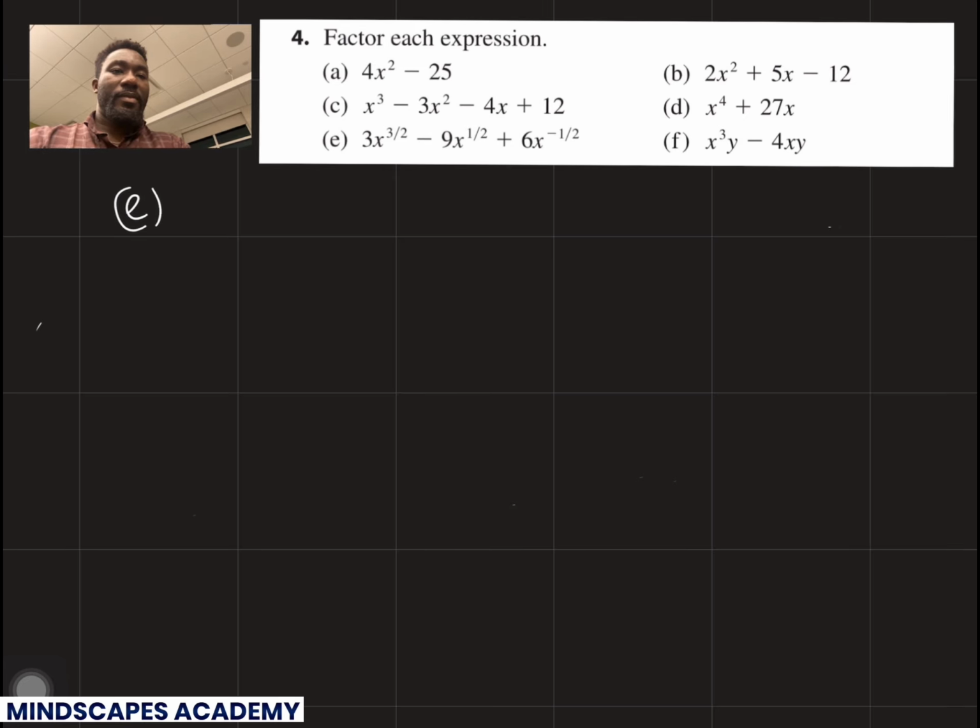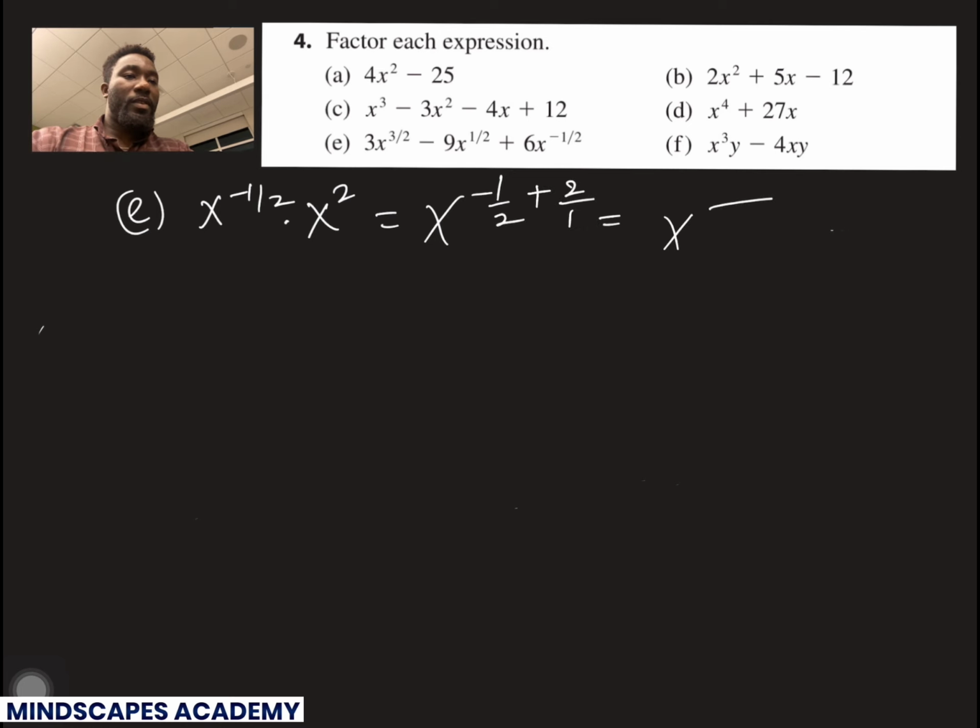You can notice that x raised to power negative 1 over 2 is common, right? How do we get x raised to power 3 divided by 2 from x raised to power negative 1 over 2? If you have x squared, what do we have? You have negative 1 over 2 plus 2. Now this gives what? Negative 1 plus 4 over 2, which is x to the 3 over 2. So we have x to the 3 over 2, right?